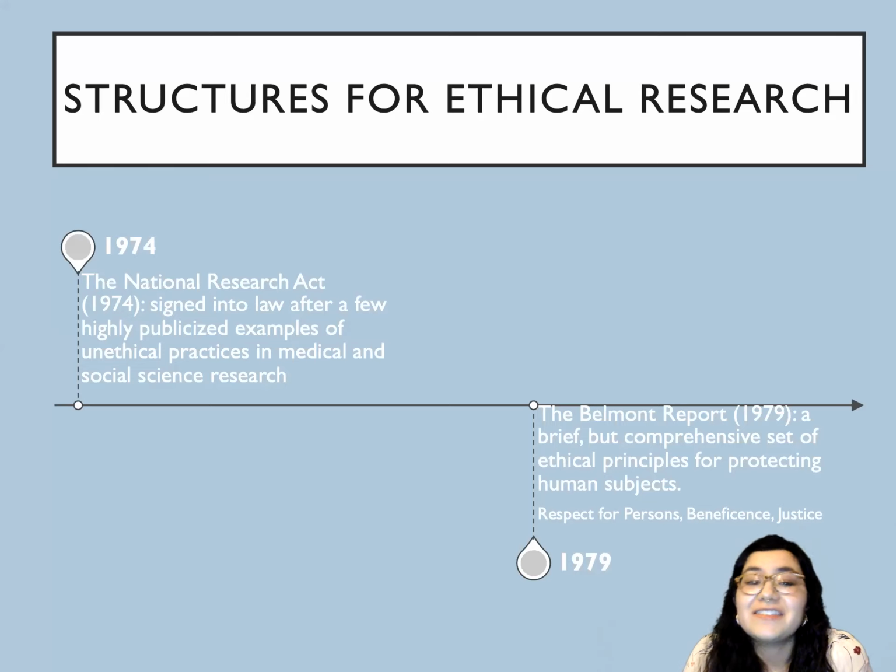And so because of that, in 1974 there was a National Research Act, which was signed into law after a couple of really highly publicized examples of researchers doing unethical research. And in 1979, the Belmont Report was issued, and the three components are respect for persons, beneficence, and justice. So it's balancing and making sure that there are ethical standards, and that the benefits of research outweigh the costs of research.